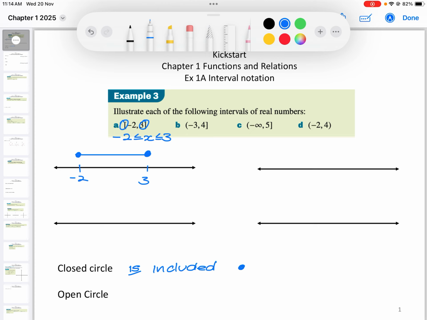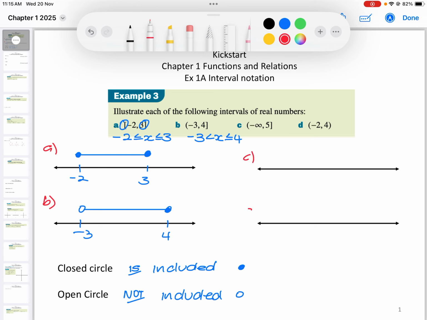and we do it like that. And an open circle is not included, and we do it like that. So this next one from -3 to 4, we could write that as -3 less than x less than or equal to 4. So if I'm going to draw that one, I'm going to go from -3 up to 4, not included, included, join it up.